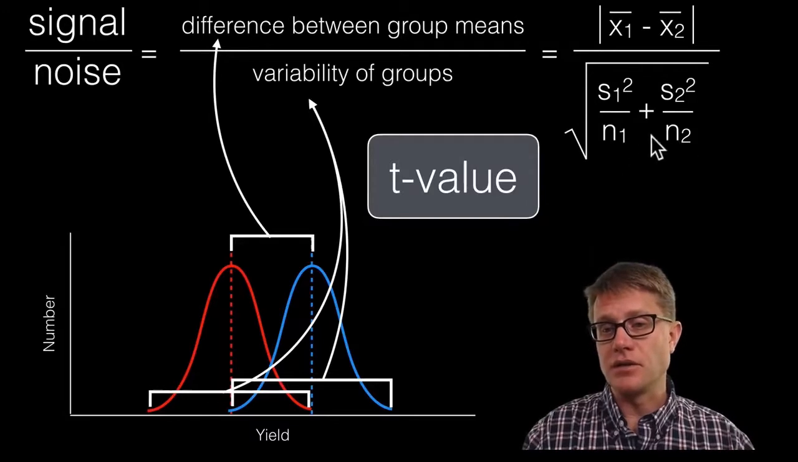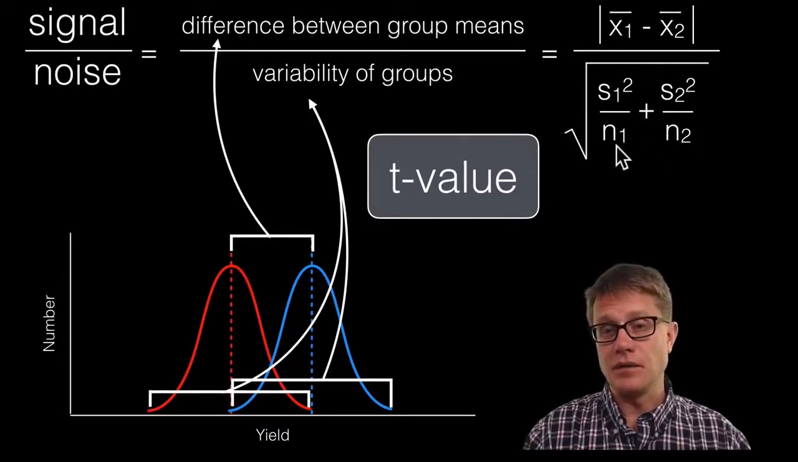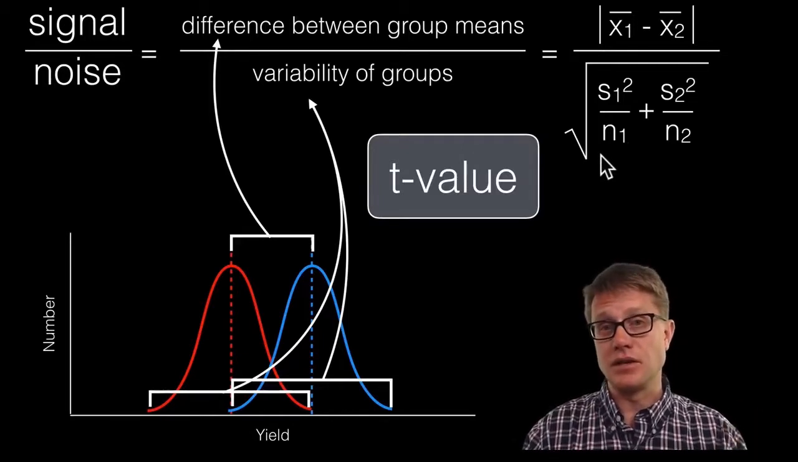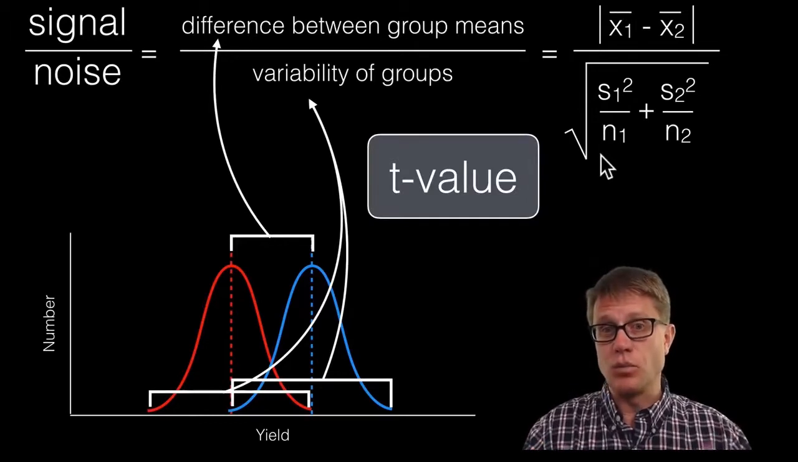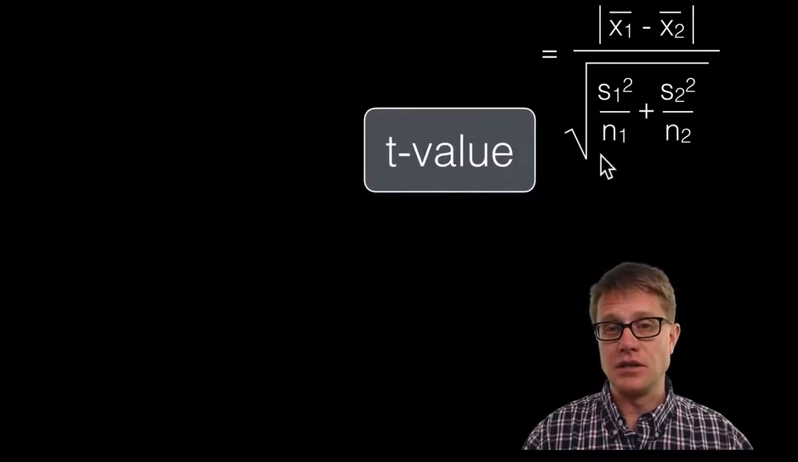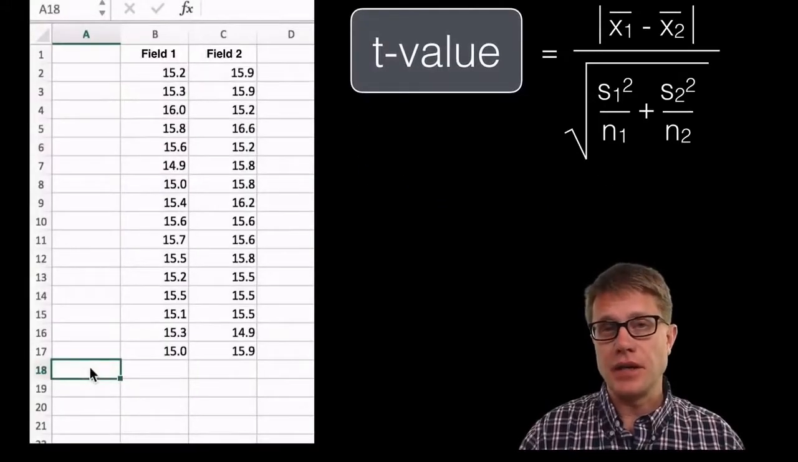Now, the other factor in here is going to be the number of samples that I'm taking. As I increase the number of samples, that will actually increase the signal up to a point. And so again, the difference between the means is going to give us more signal, a higher t-value, and increasing that variability is actually going to decrease it. So let me show you how to calculate that t-value.